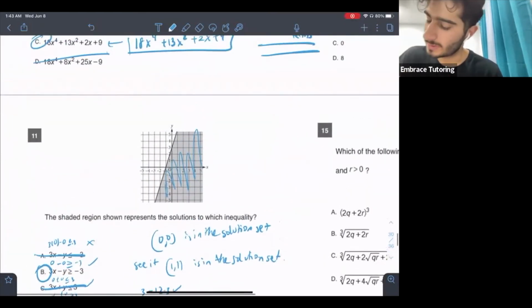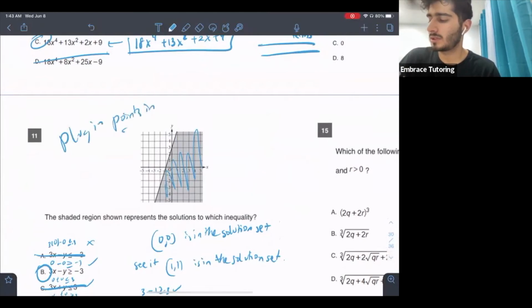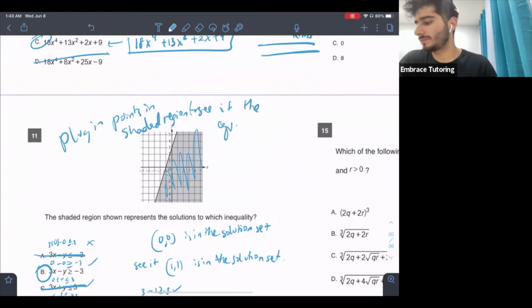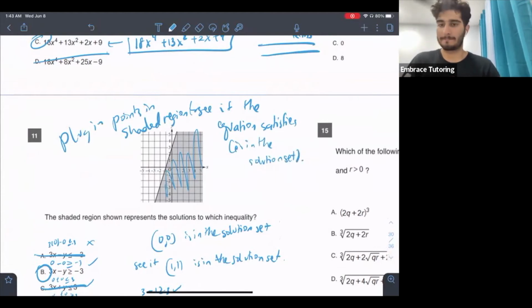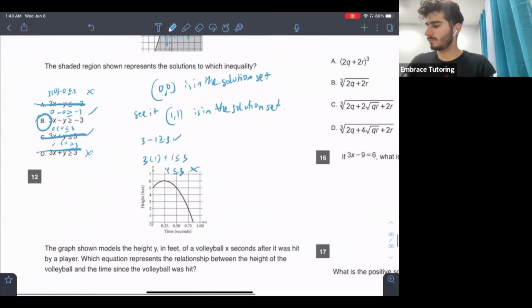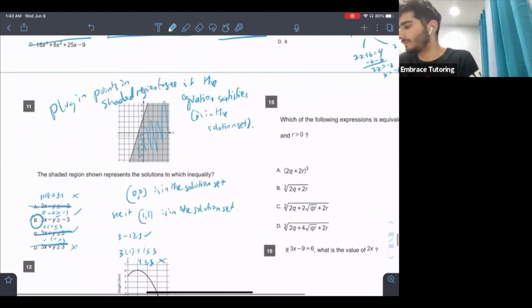So what I would do here is plug in points in the shaded region to see if the equation satisfies or is in the solution set. Next question. So yeah, eliminate choice B.